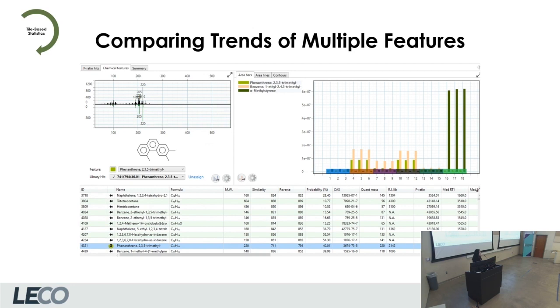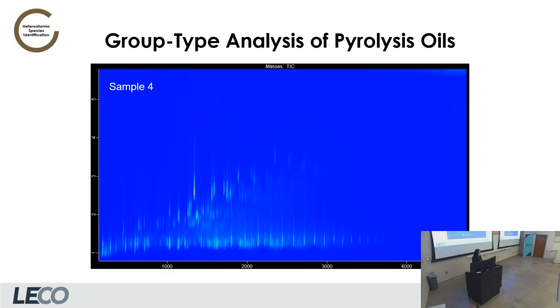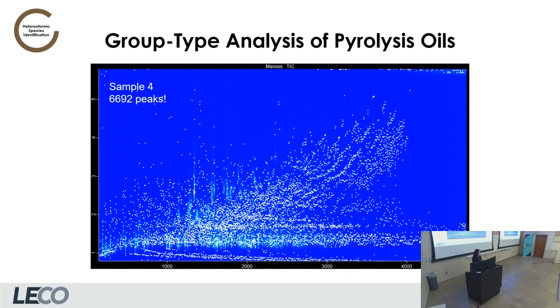Just wanted to show also with Tile the ability to compare the trends of multiple features. So if there was something that looked interesting in one of those oils, but we had 6 different classes, it could have been multiple points along the line, we're able to track that throughout the different samples and see where there actually are differences and what compounds we're picking up throughout the process. So if we look at sample 4, for example, it's a lot of peaks.